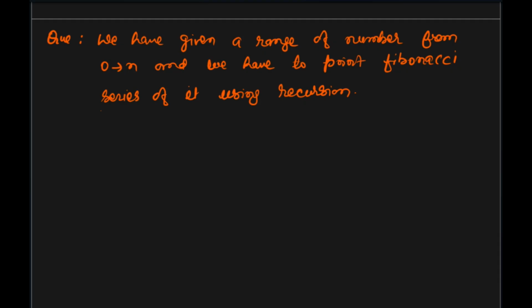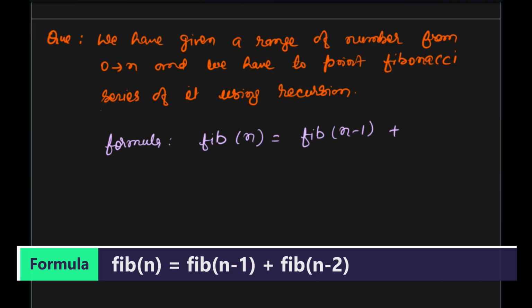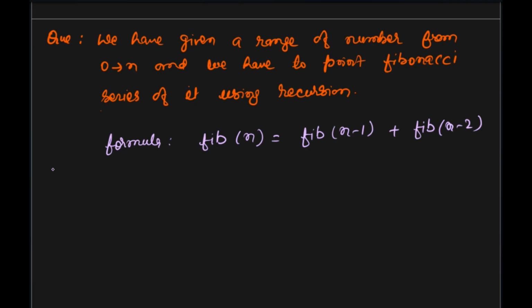Formula for this question will be Fibonacci of n is equal to Fibonacci of n minus 1 plus Fibonacci of n minus 2. So we will code this and we will use here recursion logic.